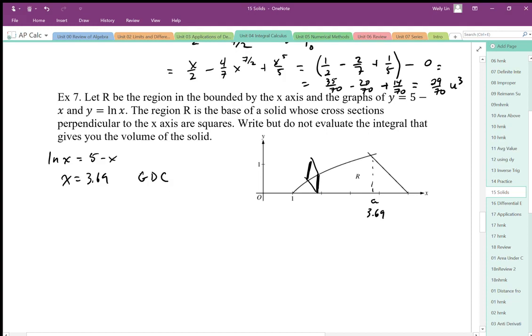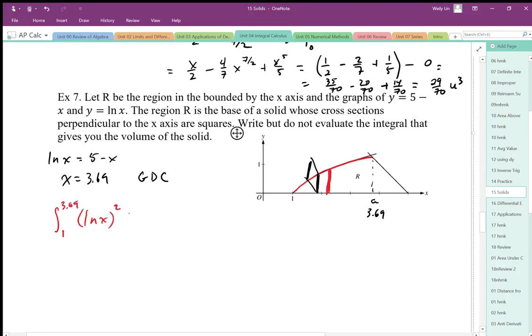So what we want then is the squares generated here. I'm going to make that region red. The volume that's going to be generated by those squares is going to be from 1 to 3.69. It's going to be the log function. The height of that log function here will generate the squares.